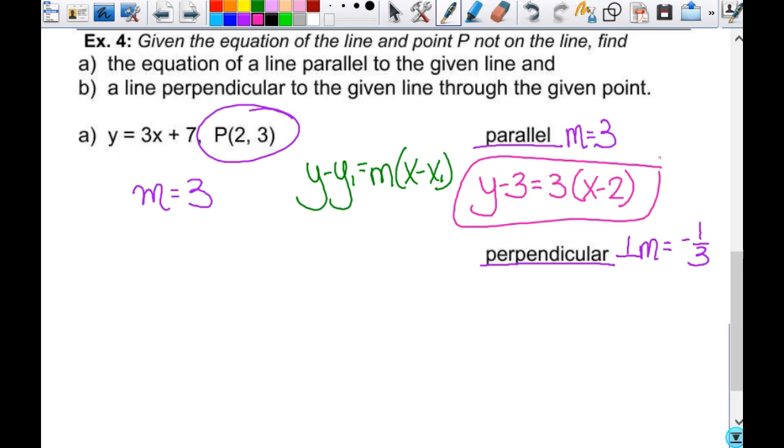Okay, so then I have to write an equation of the line perpendicular to it. This is the slope I'm going to use. I made that decision before I started. Still using the same point. So now I get y minus 3 equals, I use this slope, negative 1/3 times x minus 2.